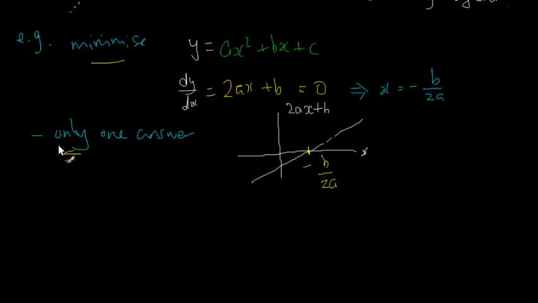Now the other question is, does the answer always exist? Actually, it does not. The answer is no if a is 0. So if a is 0, we have b divided by 0 up there, so it doesn't exist.